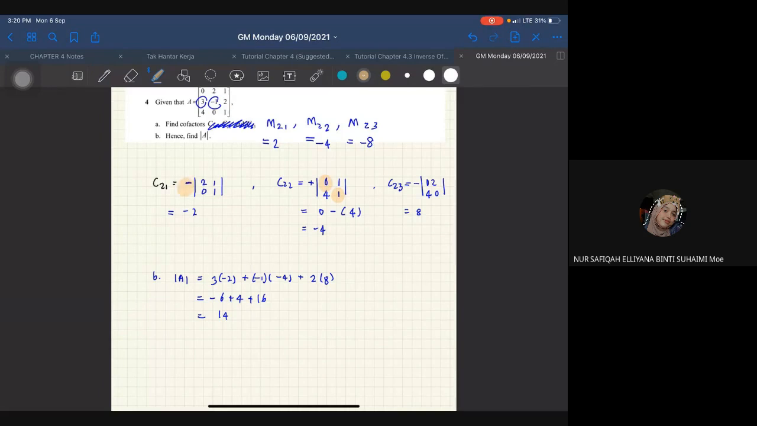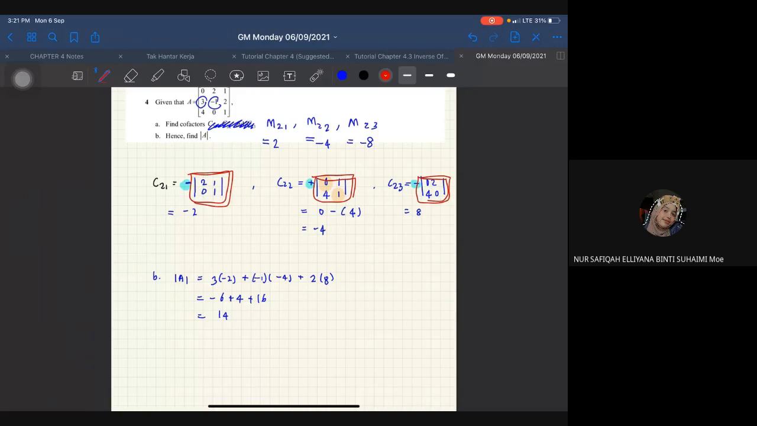Okay, so kalau soalan minta awak cari minor, so you don't have to include this sign over here. So the negative, positive, negative sign ni awak tak perlu masukkan. Okay, so maksudnya awak hanya perlu cari this determinant je. Ni nilai ni cari, nilai ni cari, and then this value. Okay, so awak dah cari minor.